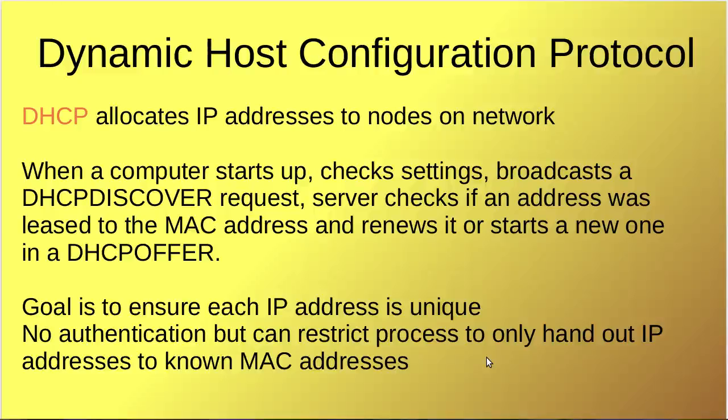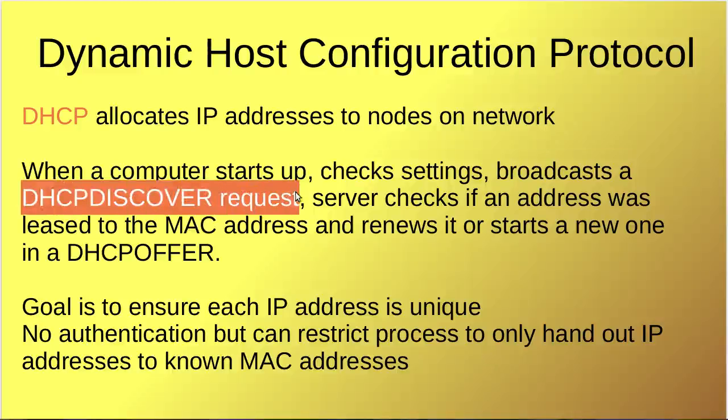So one way of simplifying configuration is to use what's called DHCP, or Dynamic Host Configuration Protocol. DHCP allocates IP addresses to different nodes on a network, and you need a DHCP server. So if you're on a local area network and your machine just starts up, it'll check your network settings, and then it might, for example, be set up by default to contact a DHCP server. And if that's the case, it will broadcast a DHCP discover request.